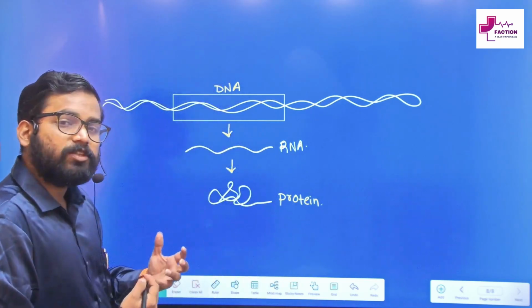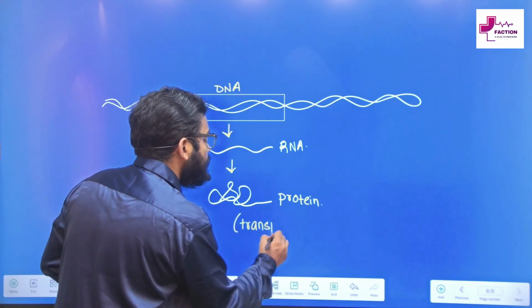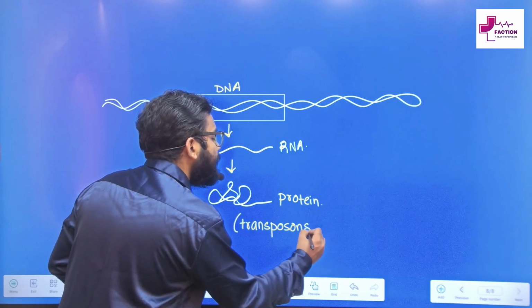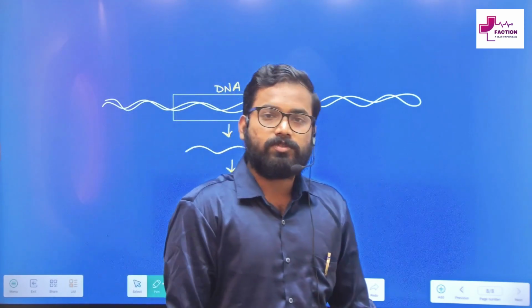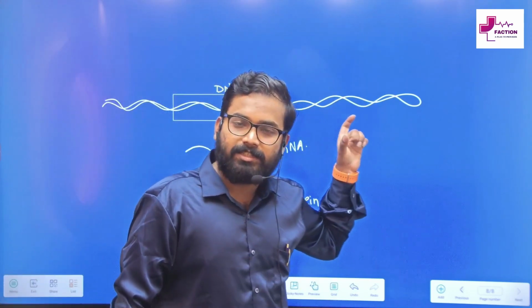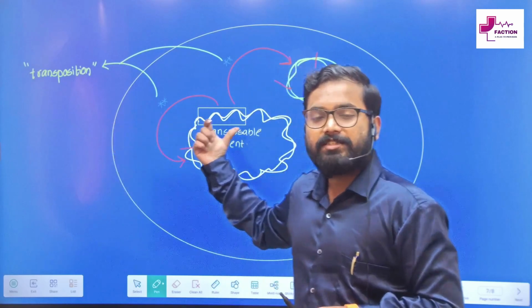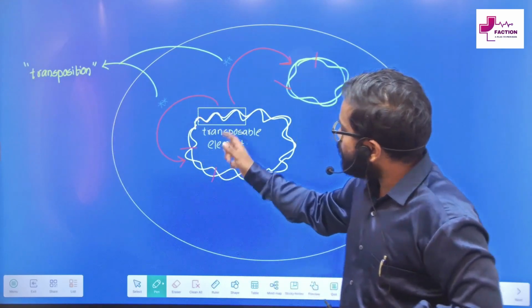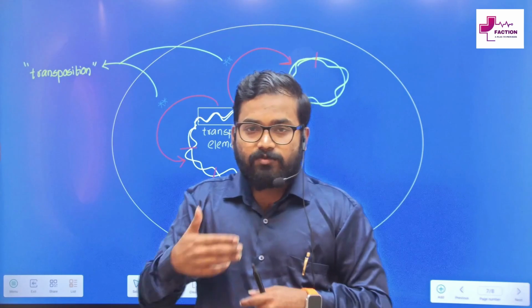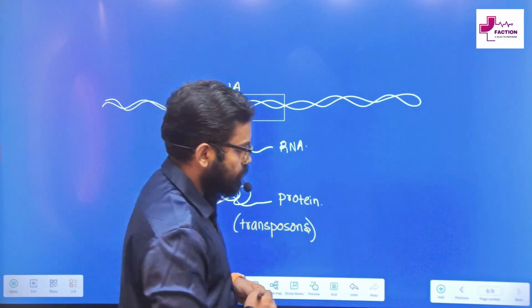This protein can actually act as an enzyme, like transposons. These proteins can act as enzymes and are called transposons. Since they are able to change position, this transposable element gene can change its position. They are also called jumping genes. Why? Because they can change their position in the same chromosome or in a different plasmid. That is why this is known as a jumping gene. And ultimately, a protein is produced, that is transposons.